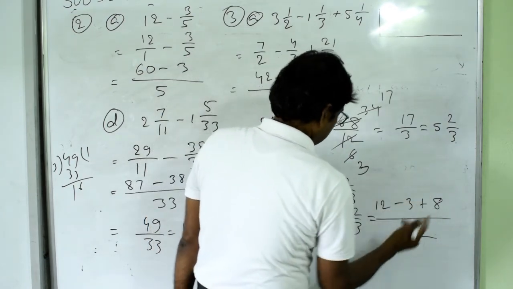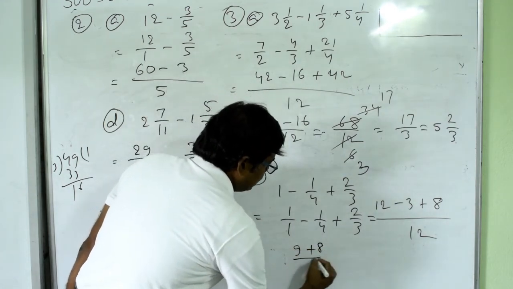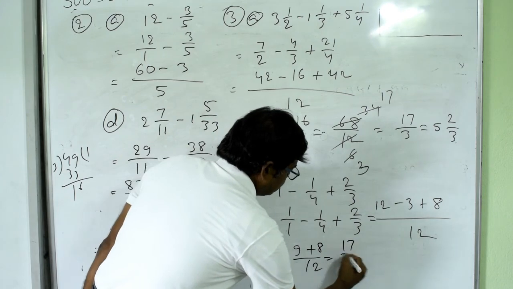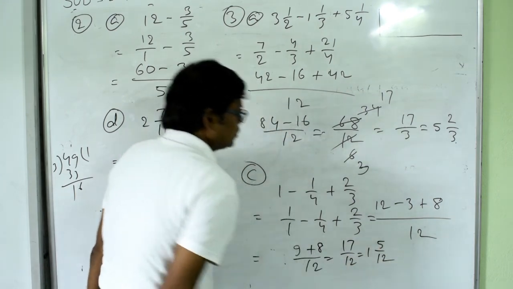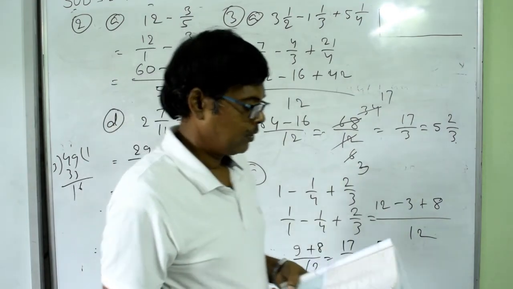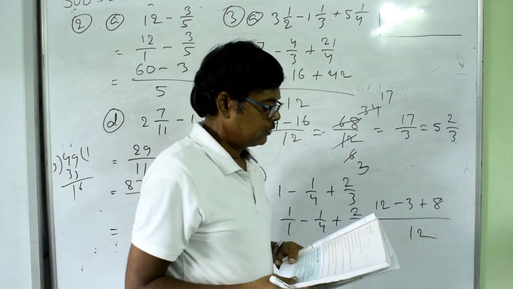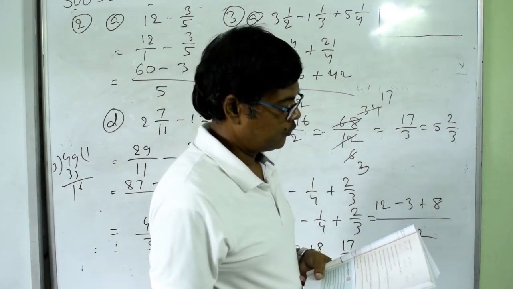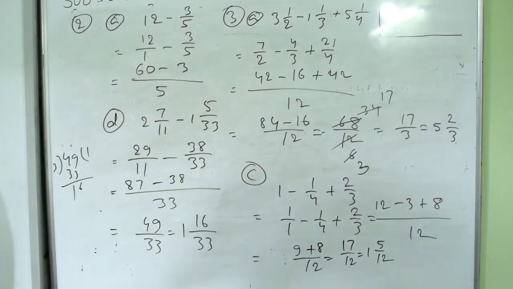Now 12 minus 3 is 9, plus 8 by 12, that is 17 by 12. So this is the answer of this question. Okay, now there are some word problems. Okay, so here the question number 5. Okay, you will solve question number 4 yourself. Okay, here I will do 5.